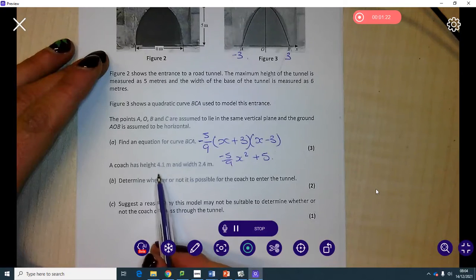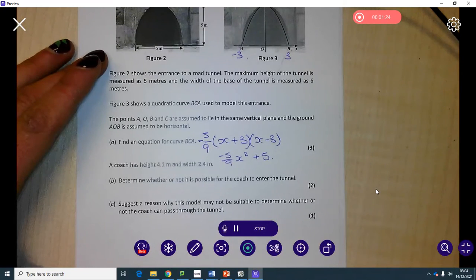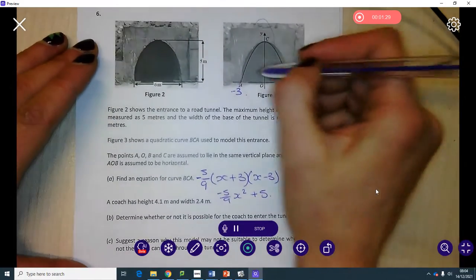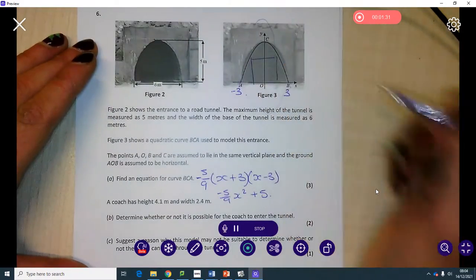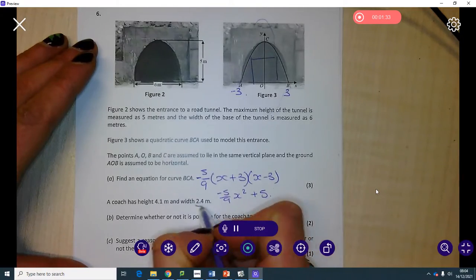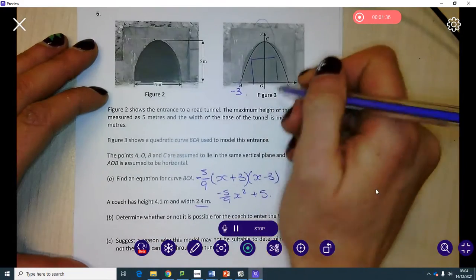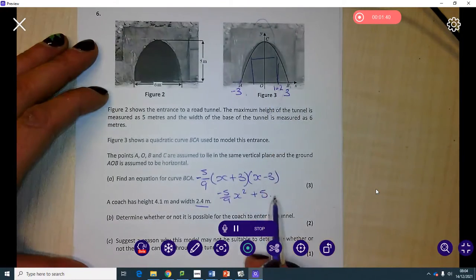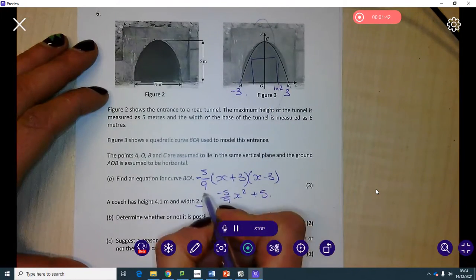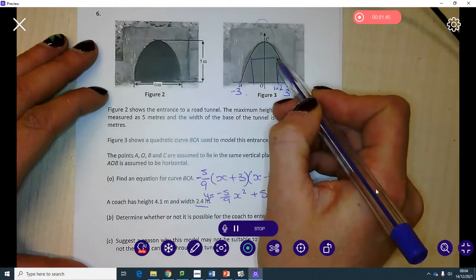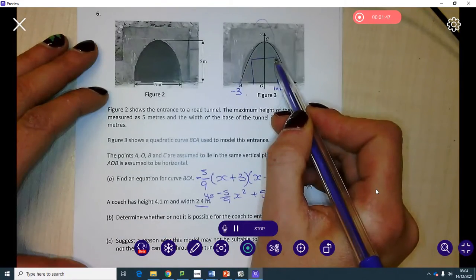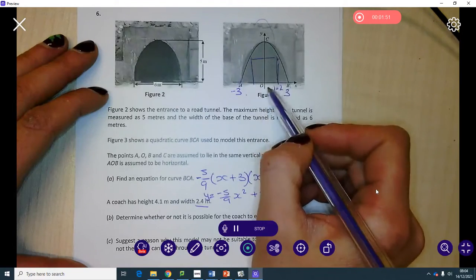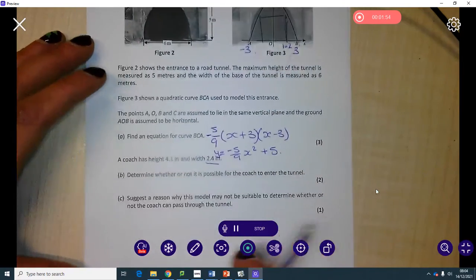A coach has a height of 4.1 metres and a width of 2.4 metres. Determine whether or not it's possible for the coach to enter the tunnel. So we've got a coach that's going to drive through the tunnel like this. If the coach is 2.4 metres wide, then I'm going to use a width of 1.2 metres, substitute it into this equation, and then use that to find the height of the tunnel at that point and see whether the tunnel is taller than the coach or not as tall as the coach.